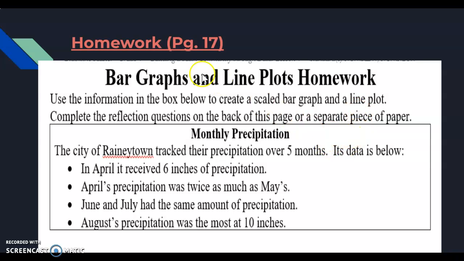Our independent work homework is on page number 17, and this is just a picture of what it looks like. It's the bar graphs and line plots homework. This is being assigned to you on Google Classroom, and you're going to complete the work on your paper. What you're going to be asked to do is take a picture of it, attach that picture to your assignment, and submit it after that.